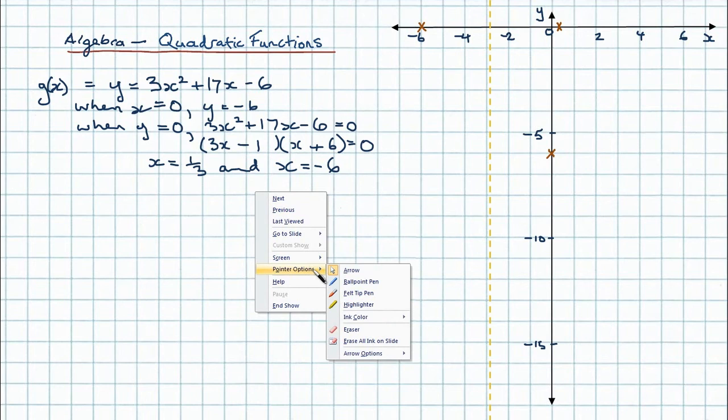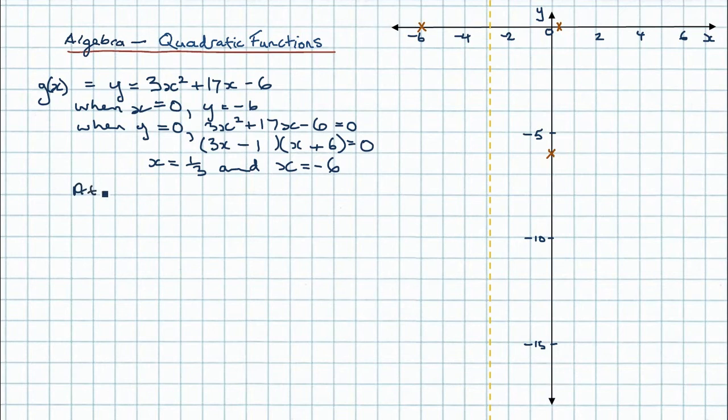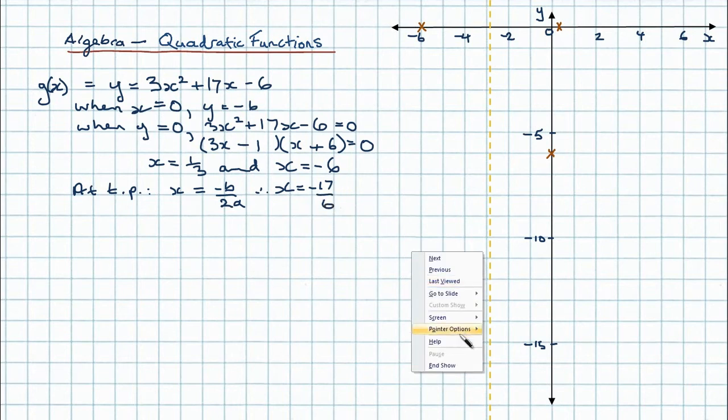That x value. All right. So what we say is that at the turning point, at the TP, like this, x has got to equal minus b, remember? So part of the quadratic formula without the discriminant. And in that case, x has to equal minus 17 over 2 times 3, over 6. So minus 17 sixths.